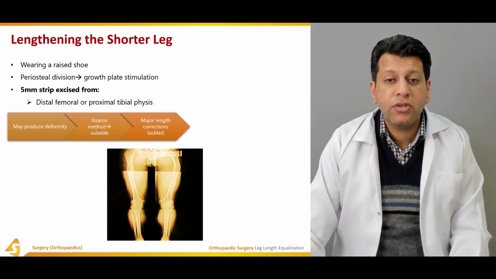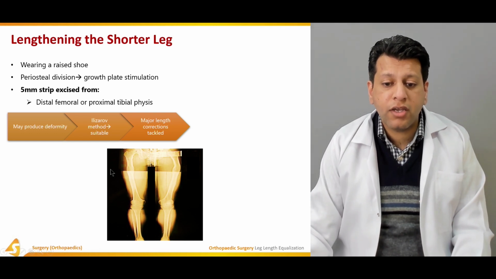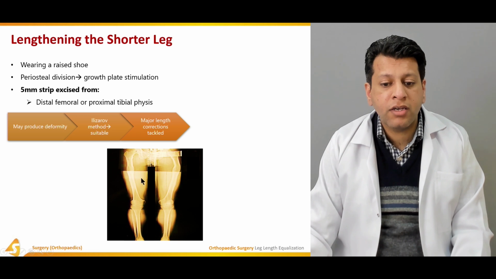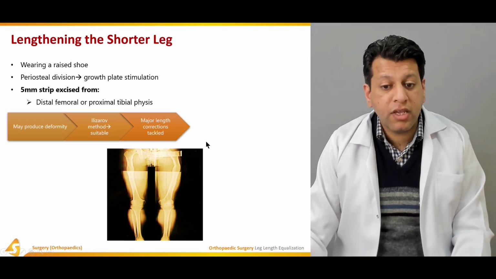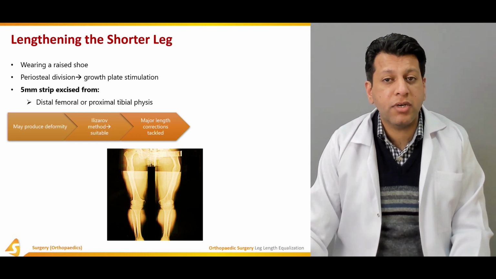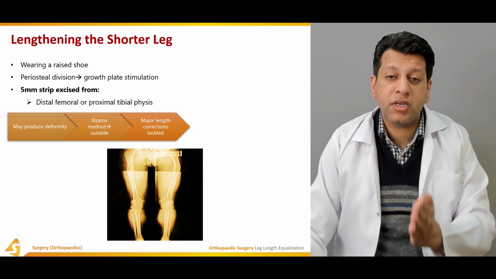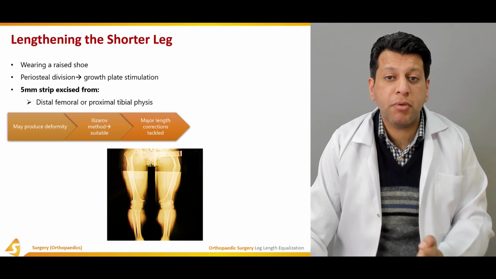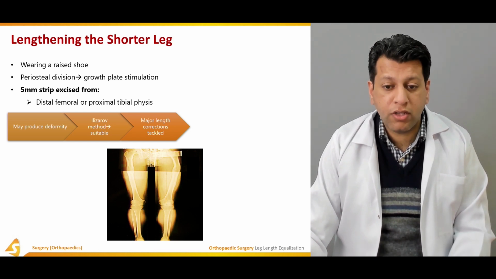Therefore, the best method usually is Ilizarov lengthening, that is a circular frame being utilized across the femur and the tibia, and both bones can be extended at the same time. The important point is that usually a maximum of 1 mm per day can be achieved. Lengthening can be done by use of an Ilizarov frame.